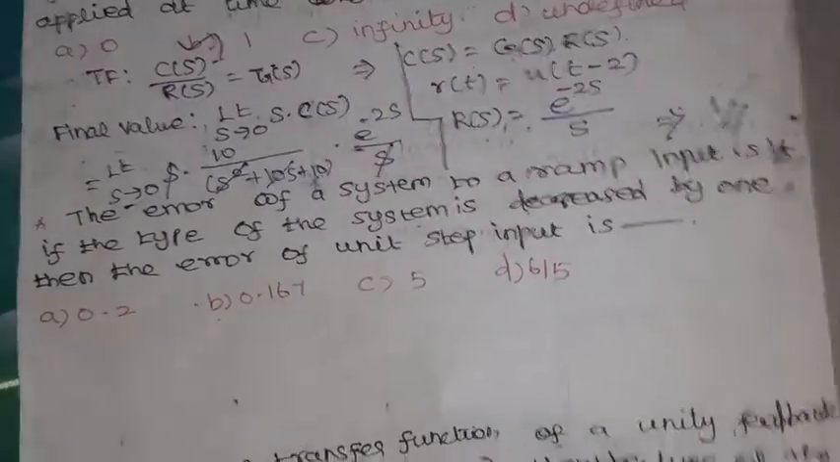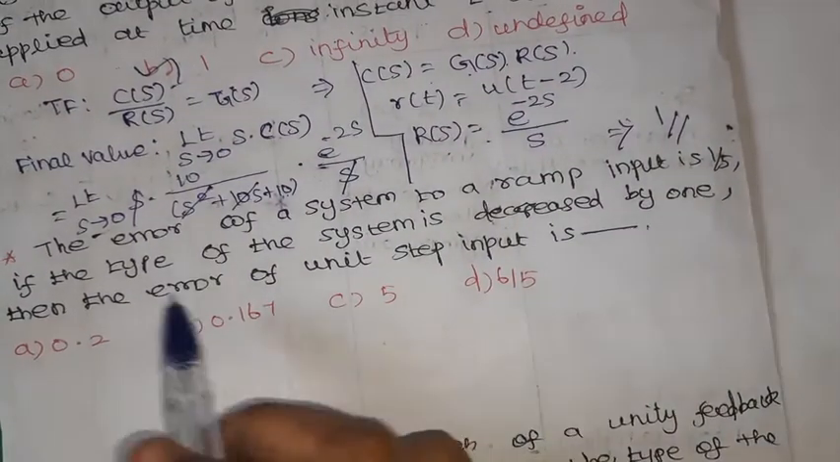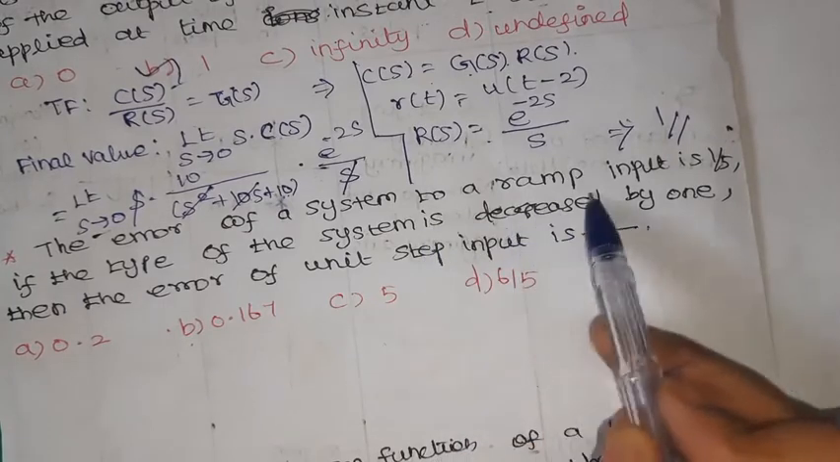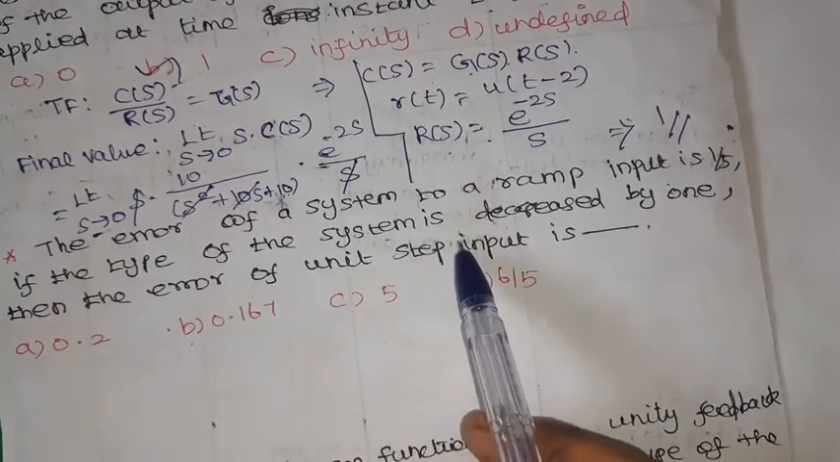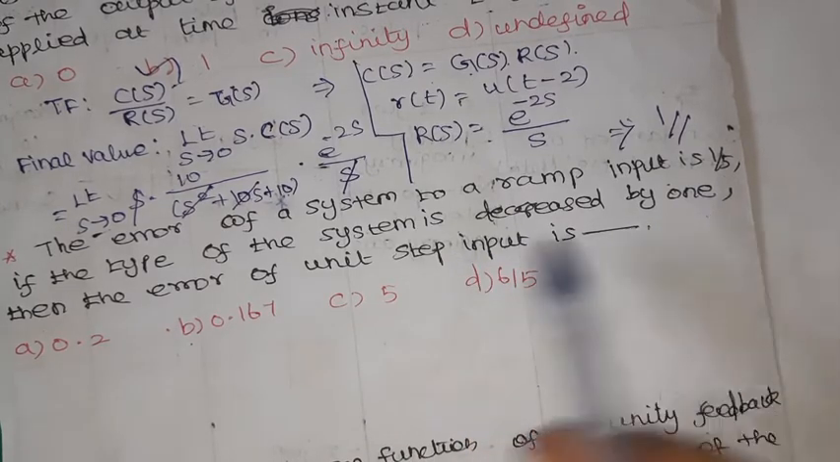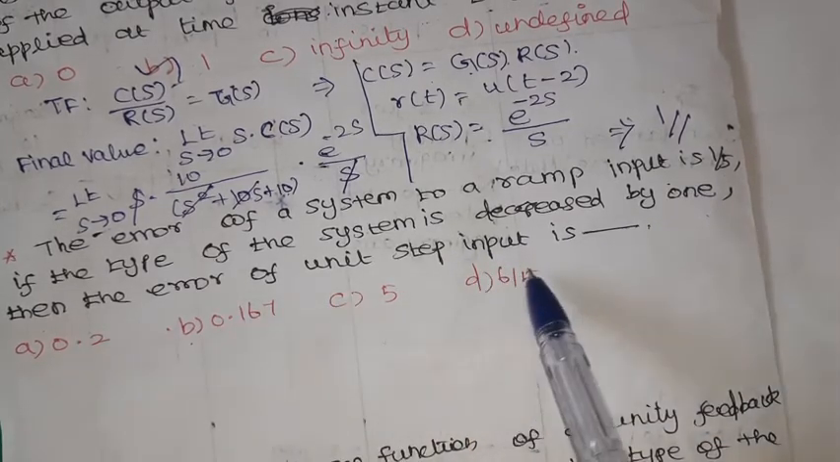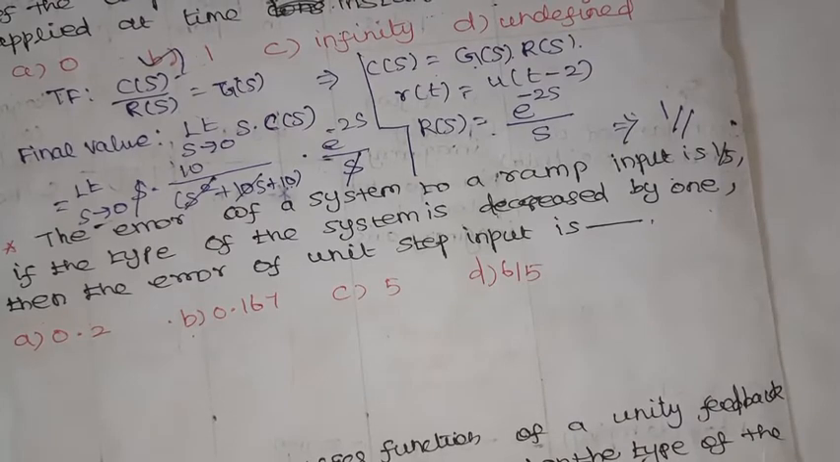We'll move on to the next problem. The error of a system to a ramp input is 1 by 5. If the type of the system is decreased by 1, then the error of unit step input is. Let's see how to solve this problem.